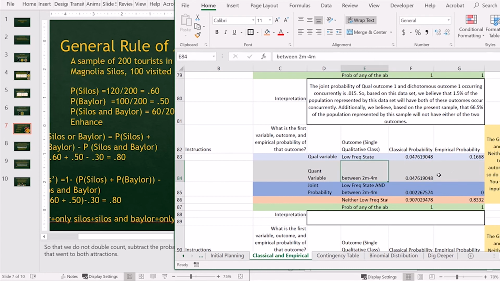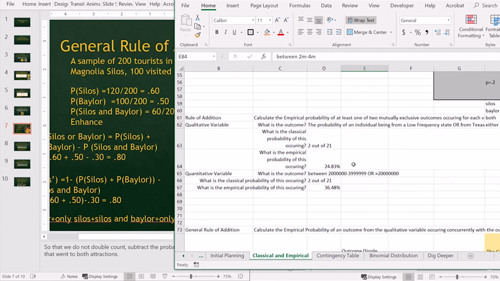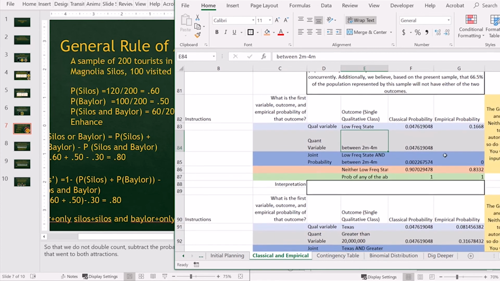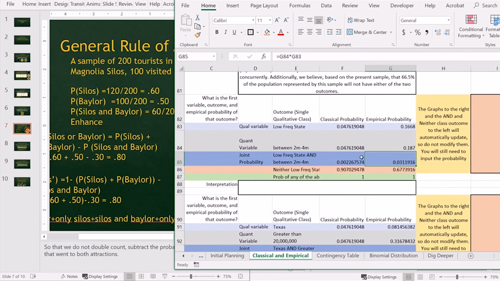And what's the probability of being between 2 million to 4 million? 0.187. Yep, 0.187. So let's come down here and put 0.187. Okay. And so now we can see the joint probability is right here. The probability of being in neither is right there, and the probability of being in all of them together is right there. Okay, why is it always 1? You're guaranteed to be in something.